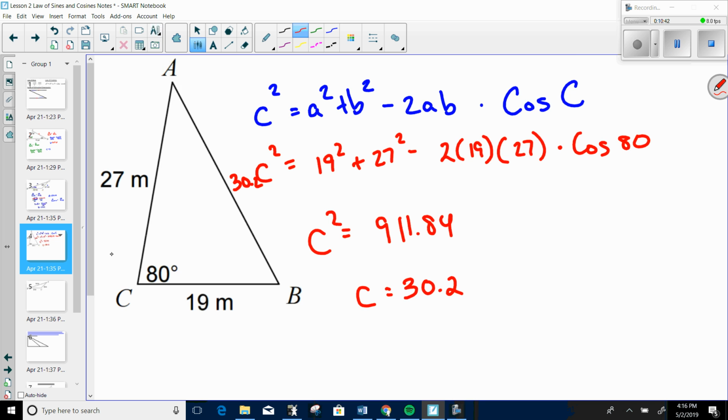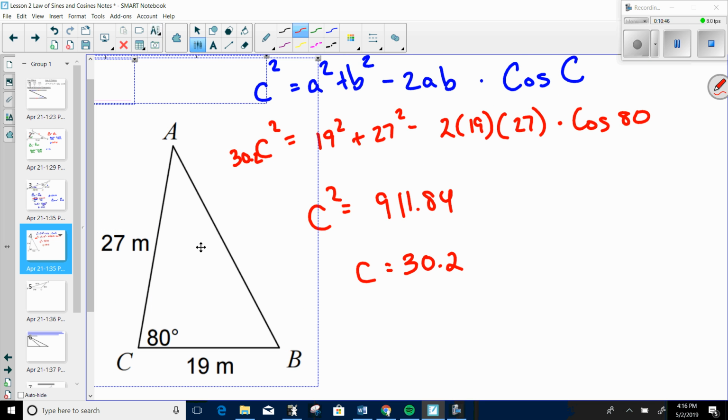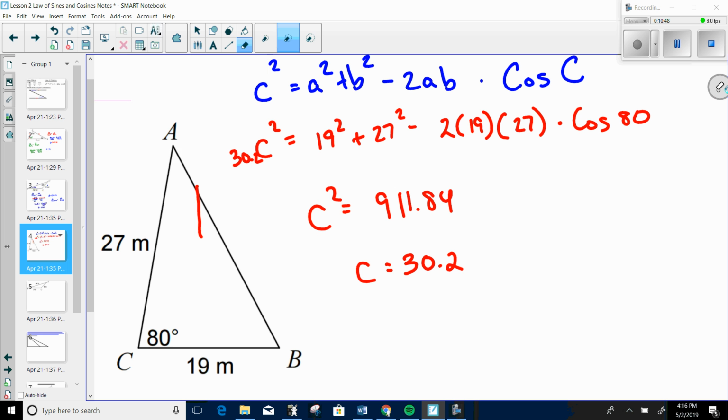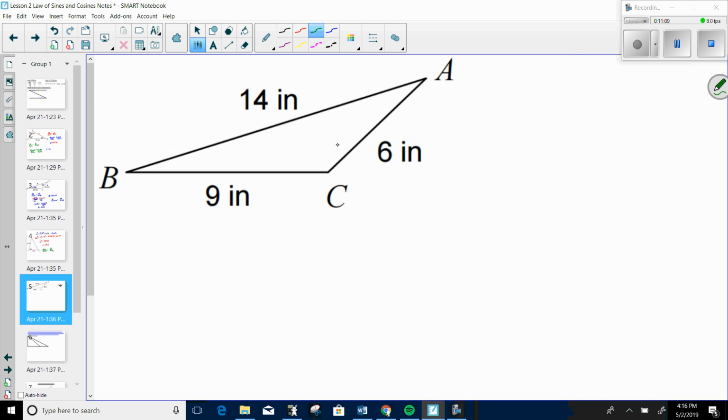Now I can set up law of sines, and I'm going to show you how to set that up, but I'm not actually going to go through and do the cross multiplication. You guys can go through and look at that. So what it would look like would be 30.2 over sine of 80 equals 27 over sine of B, cross multiply, do the inverse, solve for your angles. Okay, so let's look at the next slide right here.